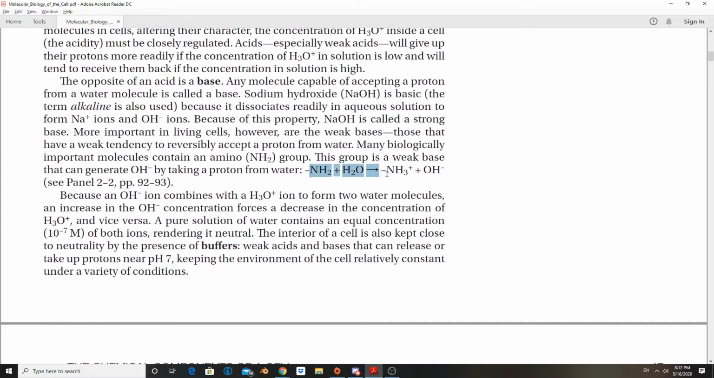So there's always a balance between them, and so they work as something known as a buffer, where they basically keep the pH at a certain level. So it talks about buffers here.